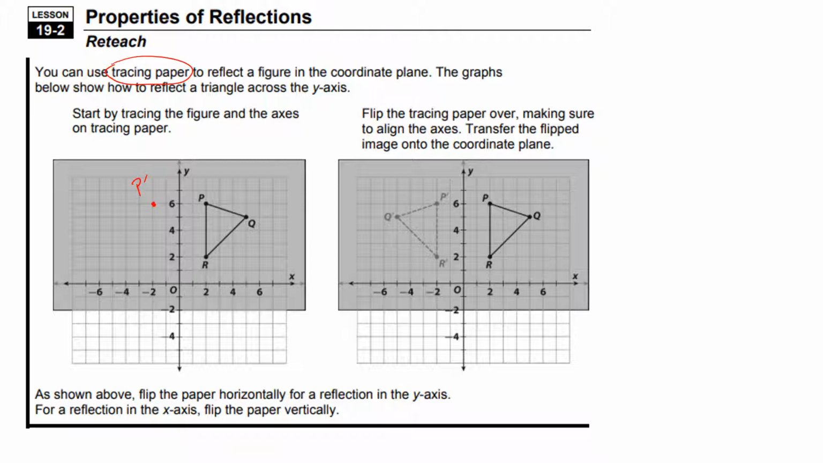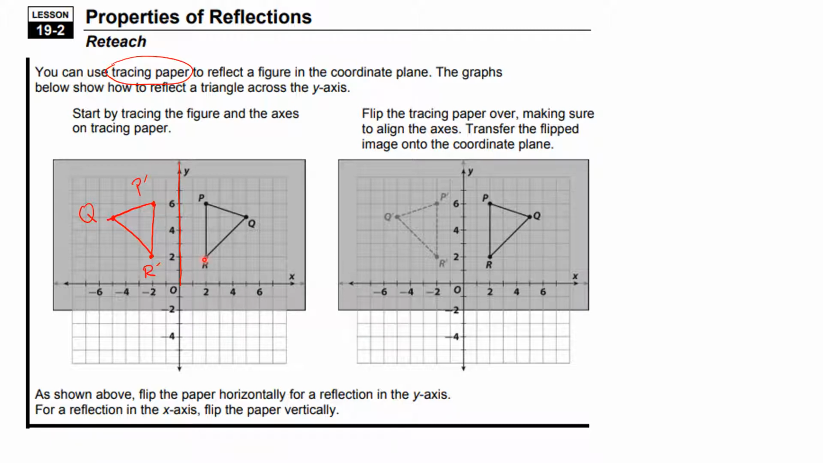And Q is 1, 2, 3, 4, 5 from the y-axis. So Q prime is right there, and I'll show you how I know that. This is the triangle that is reflected on the y-axis. What I did is I counted. Q is right here, so I count 1, 2, 3, 4, 5 to the y-axis, and then 1, 2, 3, 4, 5 to the other side. There you go.